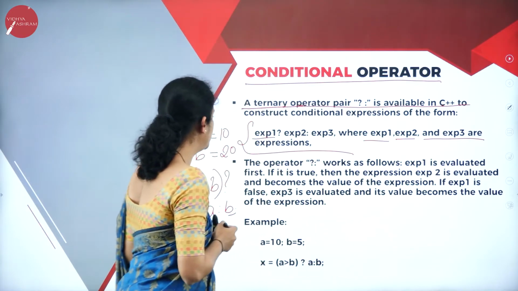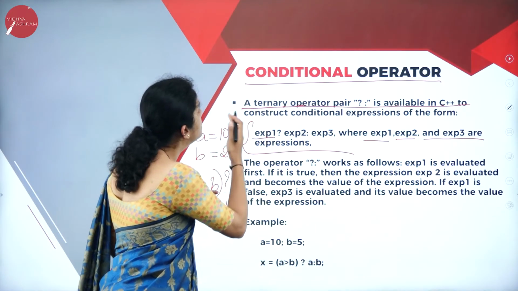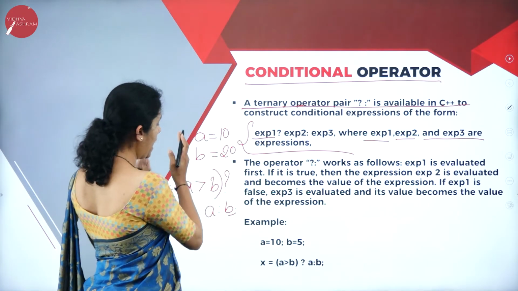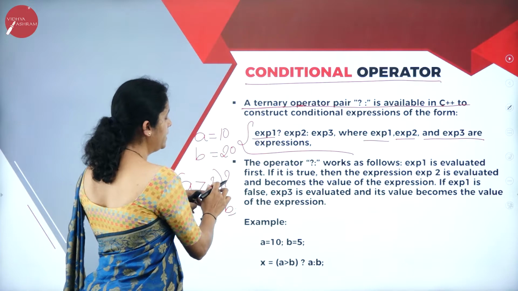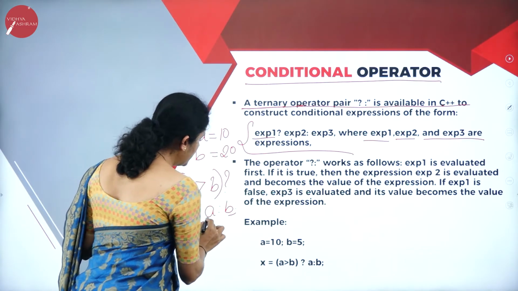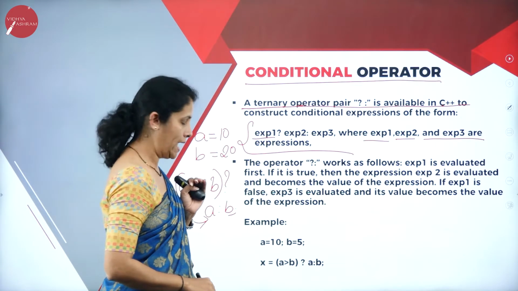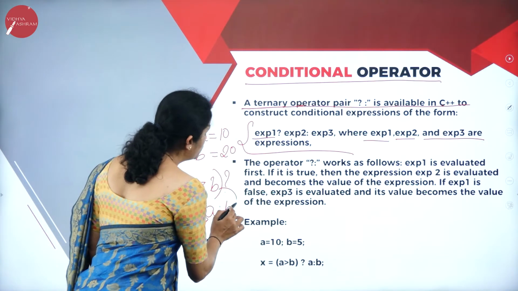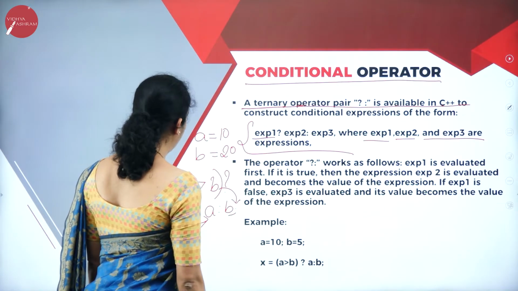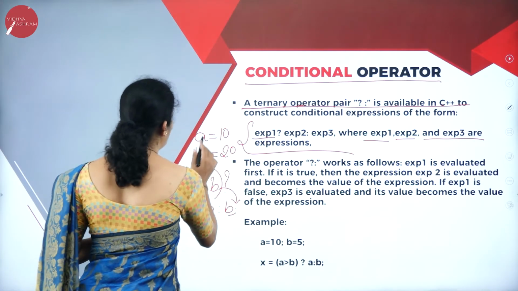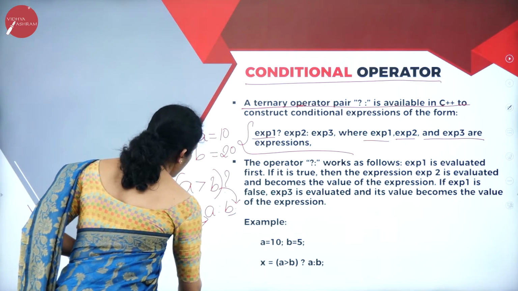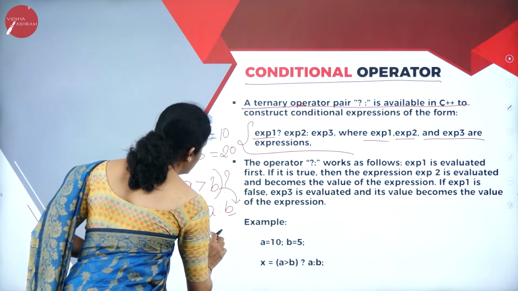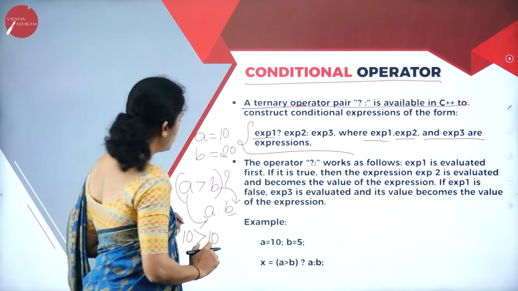That is expression 1 question mark expression 2 colon expression 3, where expression 1, expression 2 and expression 3 are the expressions. And this is how the ternary operator works: if A is greater than B, if this is true, then it's going to return the value A. And if this condition is false, it's going to return the value B. So according to the example, what is the value? A is 10. Is 10 greater than 20? It is false.